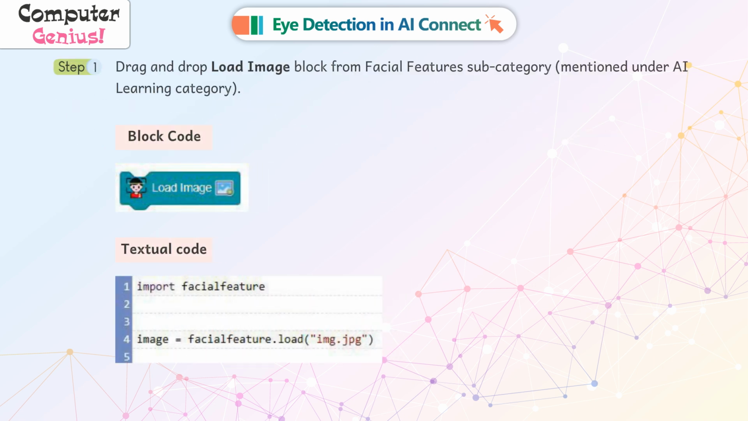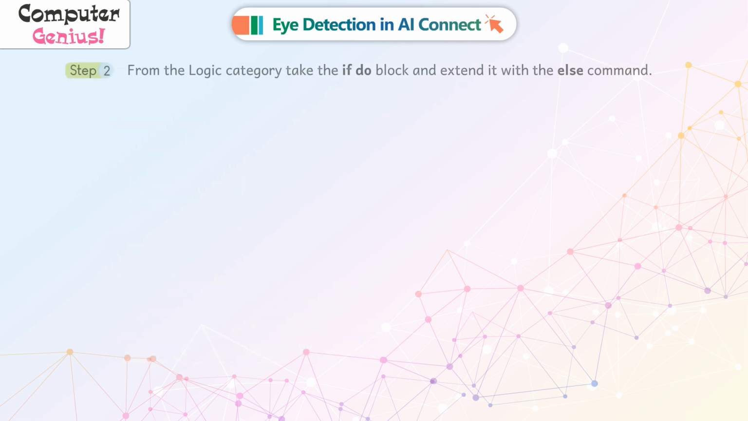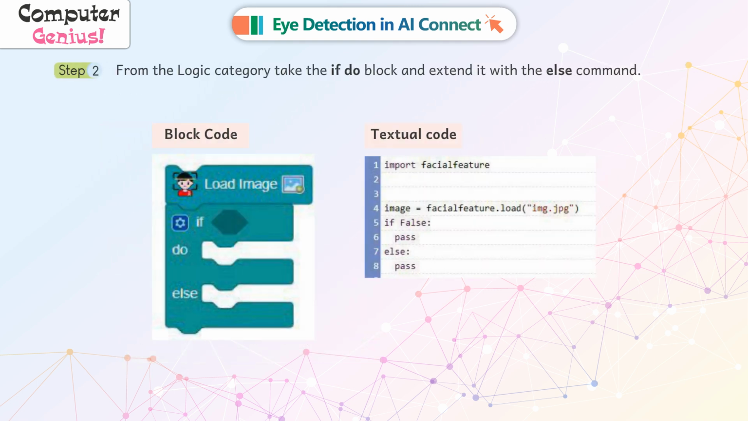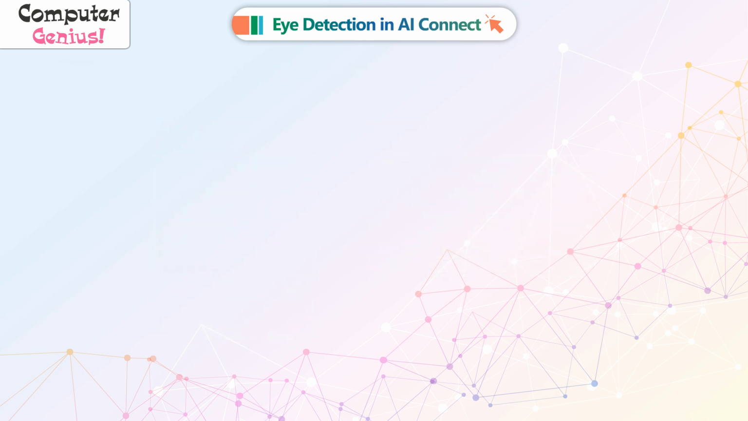Step 1. Drag and drop the load image block from the facial features subcategory mentioned under the AI learning category. Step 2. From the logic category, take the if-do block and extend it with the else command.